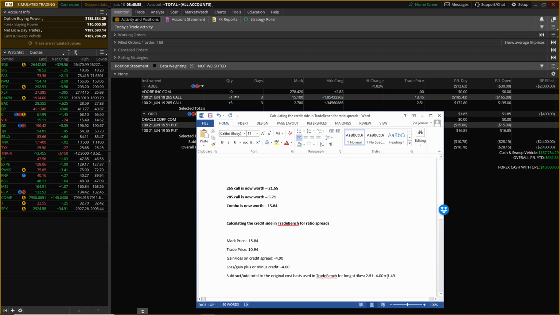So what we're going to put in here is not a plus or a minus. It's going to be $1.49, which takes into consideration we lost $2.51 and the difference of it. So that is going to be the loss. Okay, let's go back and put that into our Tradebench.